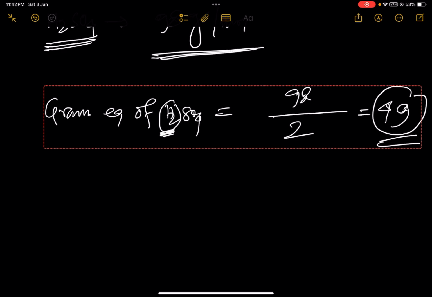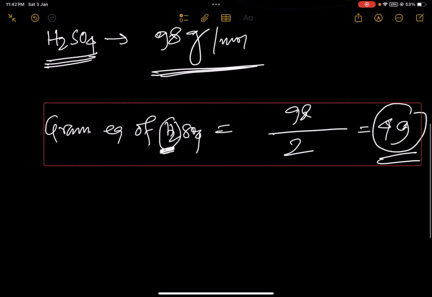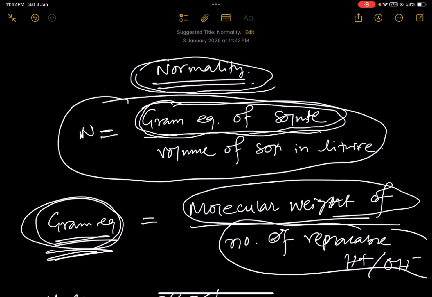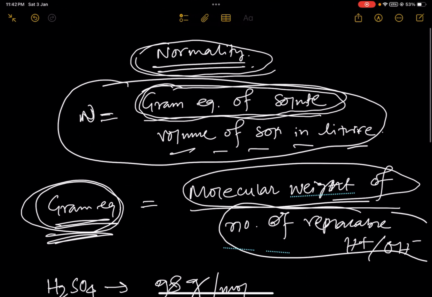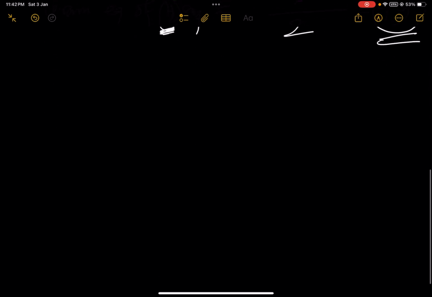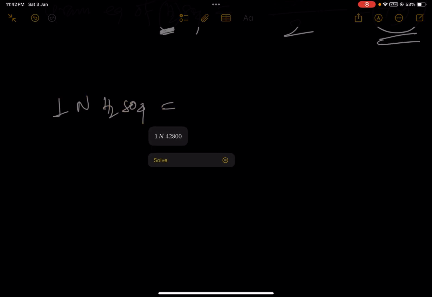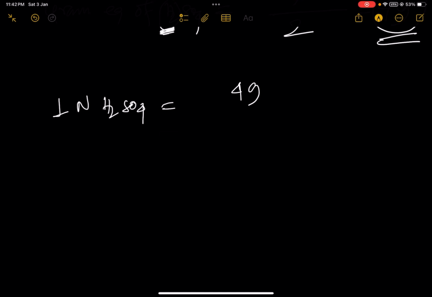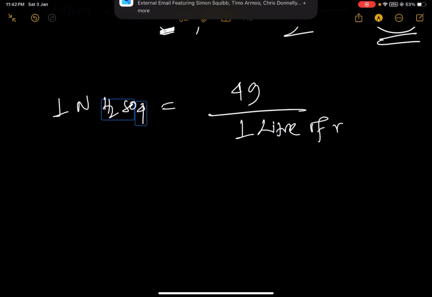And for normality, we talked about the normality formula, right? So normality equals gram equivalent of solute divided by volume of solution in liters. Okay, so we have 49 grams of H2SO4, that is the gram equivalent of H2SO4. We got this one. So for one normal H2SO4, this will be 49 grams, the gram equivalent, divided by 1 liter of volume.